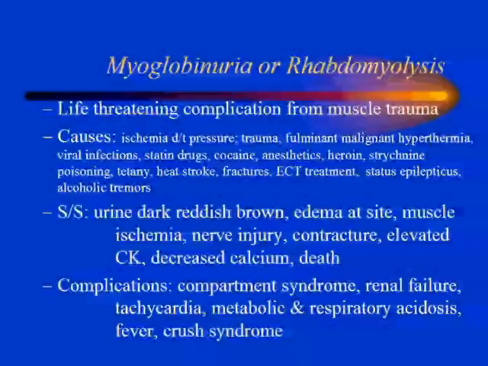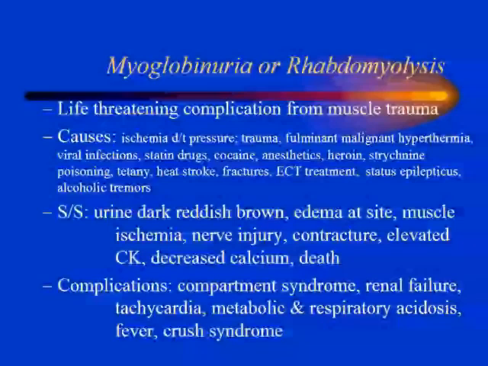So causes of myoglobinuria or rhabdomyolysis are ischemia due to pressure, trauma, fulminant malignant hyperthermia, viral infections, statin drugs, cocaine, anesthetics, heroin, strychnine poisoning, tetany, heat stroke, fractures, electroconvulsive therapy treatment, status epilepticus, and alcoholic tremors.